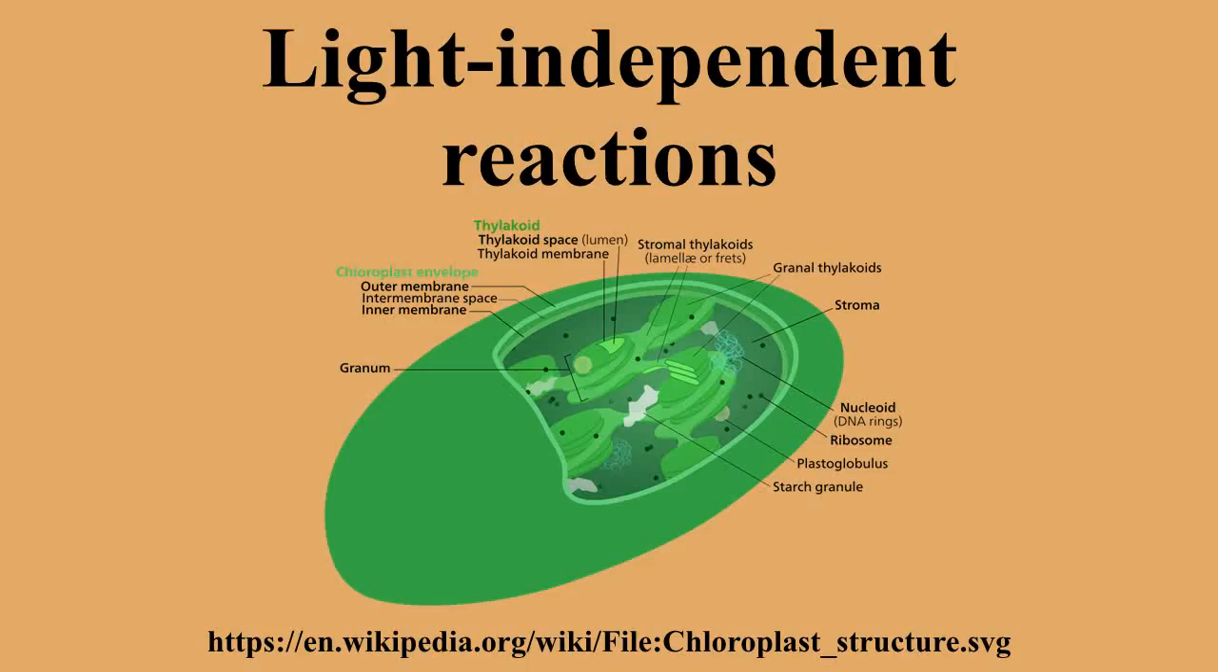Sedoheptulose 1,7-bisphosphatase cleaves sedoheptulose 1,7-bisphosphate into sedoheptulose 7-phosphate, releasing an inorganic phosphate ion into solution. Fixation of a third CO2 generates 2 more G3P.